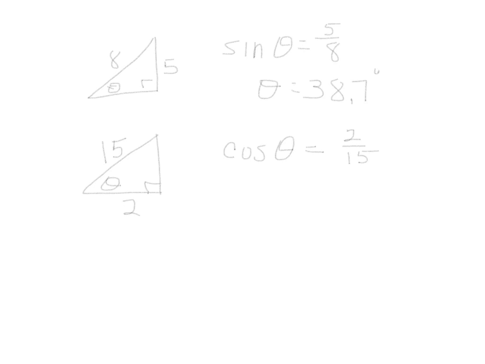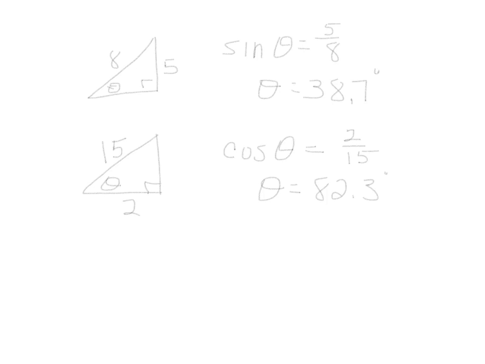That's writing your equation. Grab the calculator, hit second cosine. In the parentheses, put 2 divide 15, close the parenthesis. When you hit equal, that will give you your answer of 82.3 degrees.